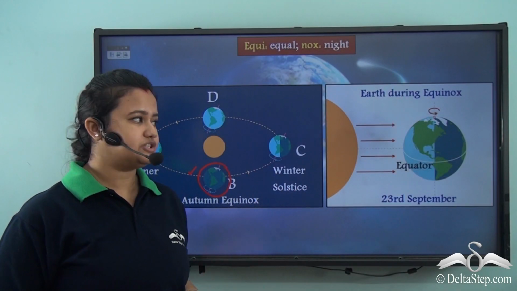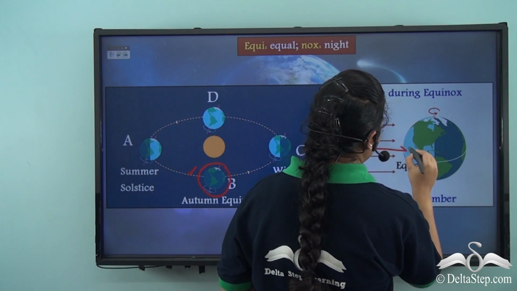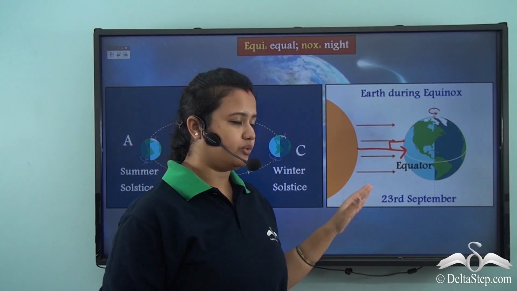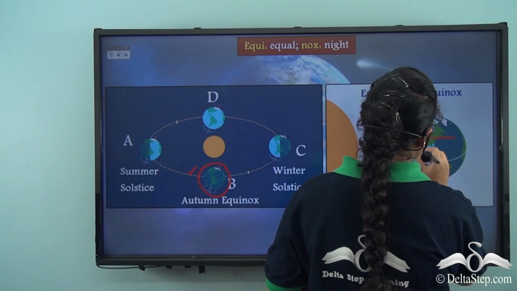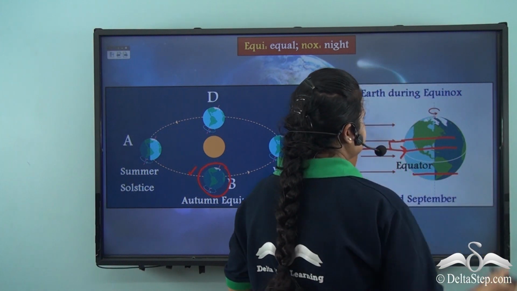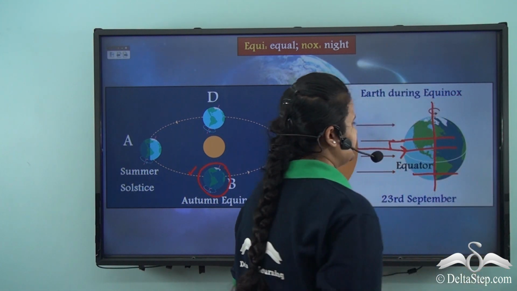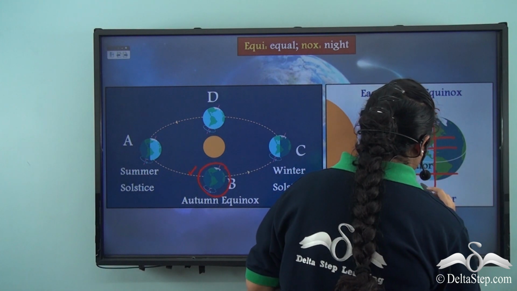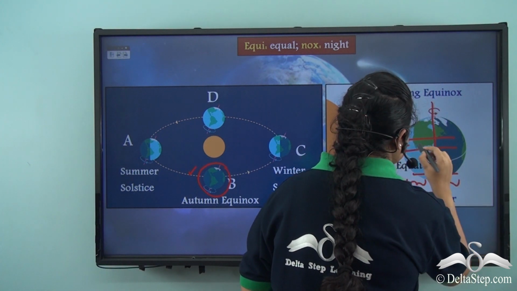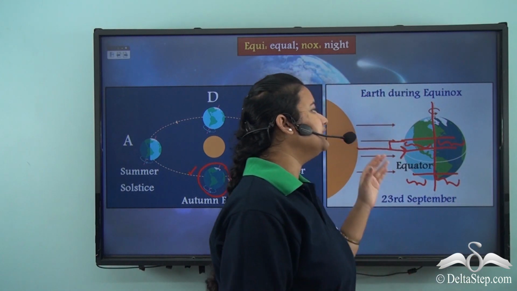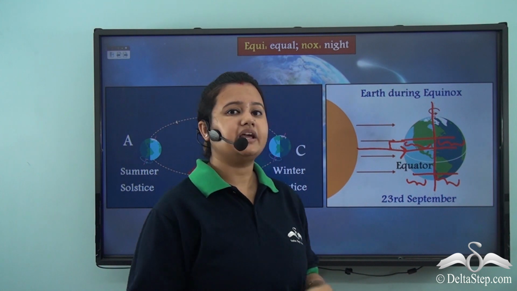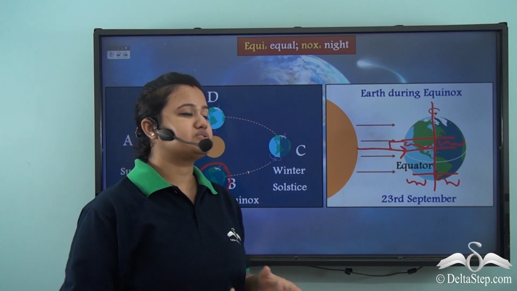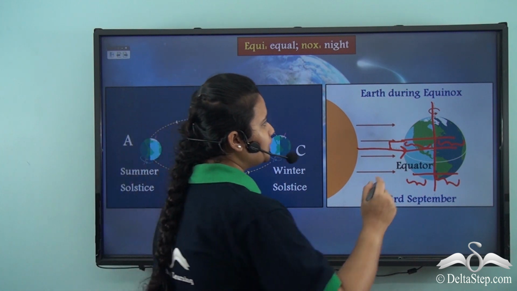Now at this position, the sun rays are vertical over the equator. Since the sun rays are vertical over the equator, the duration of days and nights are equal in both the hemispheres. We know this boundary that separates day and night is the circle of illumination, and the duration of day and night, as we can see in the picture, is equal. So the duration of day and night is equal in both the hemispheres, and due to this reason, this moment of the year when the sun is overhead the equator is known as equinox.